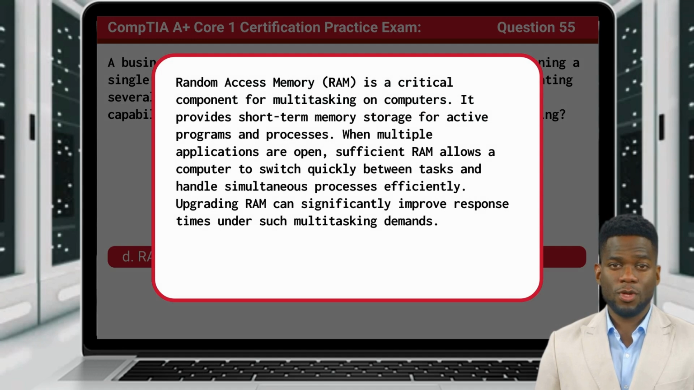Random access memory, RAM, is a critical component for multitasking on computers. It provides short-term memory storage for active programs and processes. When multiple applications are open, sufficient RAM allows a computer to switch quickly between tasks and handle simultaneous processes efficiently. Upgrading RAM can significantly improve response times under such multitasking demands.